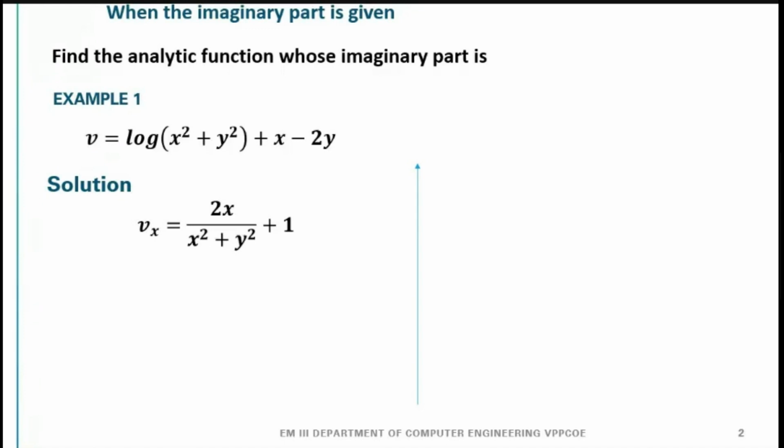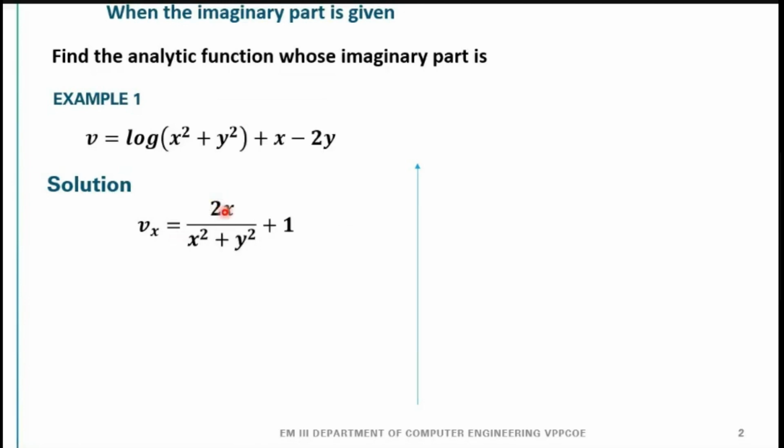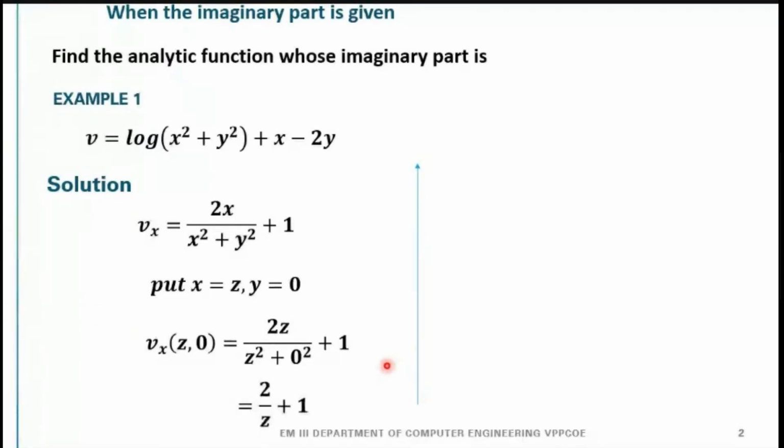So what is the answer for vx at the point z comma 0? When I replace x by z and y by 0, I will get 2z upon z square plus 0 square plus 1. That will be equal to 2z upon z square, y is 0, so plus 1 as it is. So I will get 2 upon z plus 1. The z and z will get cancelled. I will get 2 by z plus 1. This is vx at the point z comma 0.